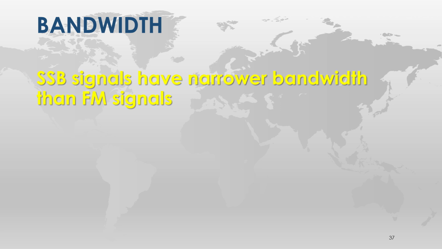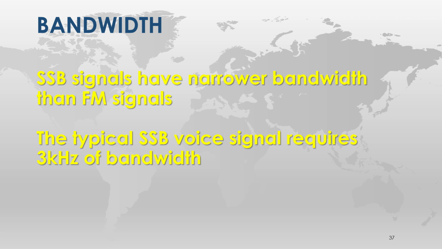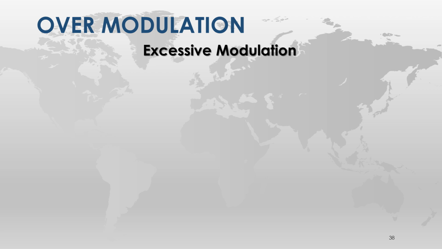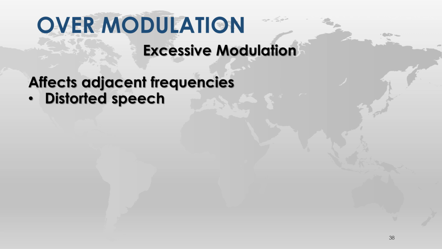Single sideband signals have narrower bandwidth than FM signals. A typical sideband voice signal requires 3 kilohertz of bandwidth. The question is on the test. Excessive modulation is overmodulation. It affects adjacent frequencies, so it's going to cause distorted speech. They're going to tell you, hey, you're overdriving, overmodulating. Back away from the microphone, turn your mic gain down, one of those two.